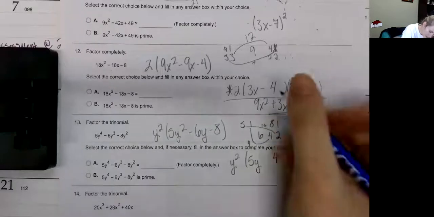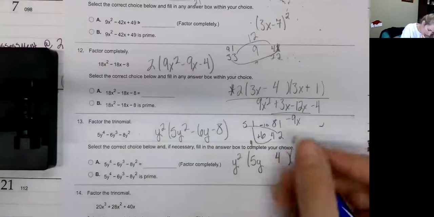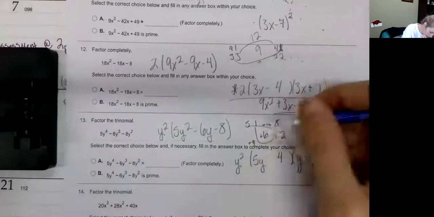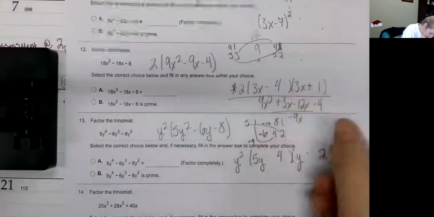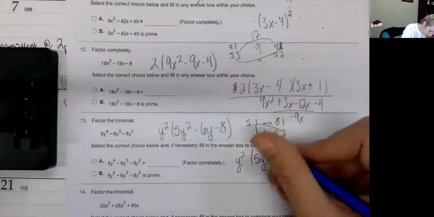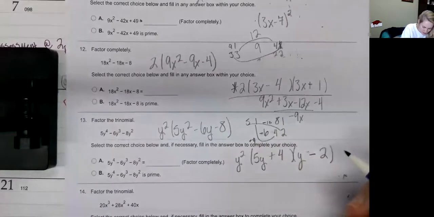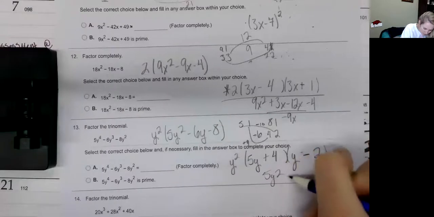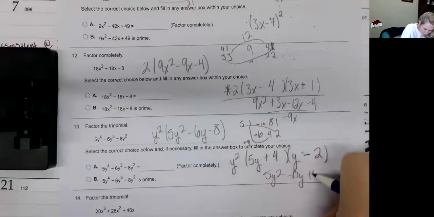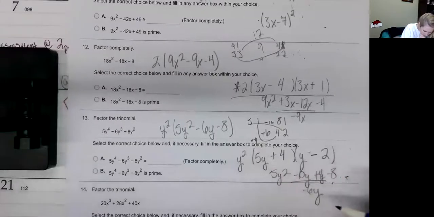So to get our negative, we have to have negative 10 plus 4 to give us negative 6. So 5 times negative 2 and 4 times, yeah. 5y squared subtract 10y plus 4y subtract 8, which would be negative 6y.